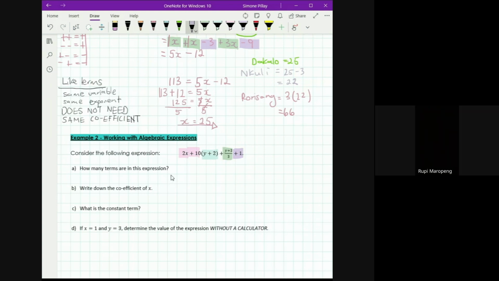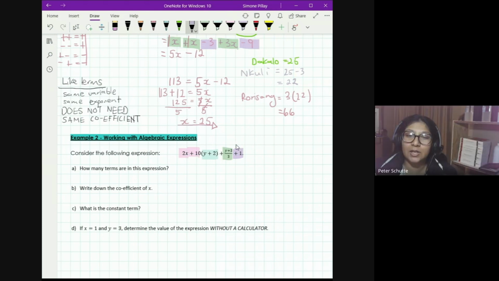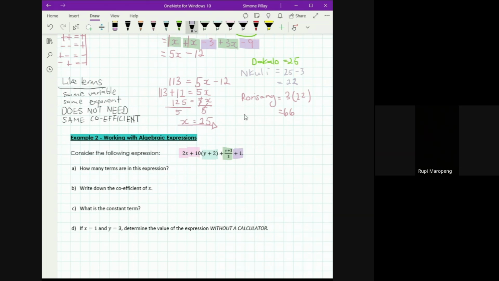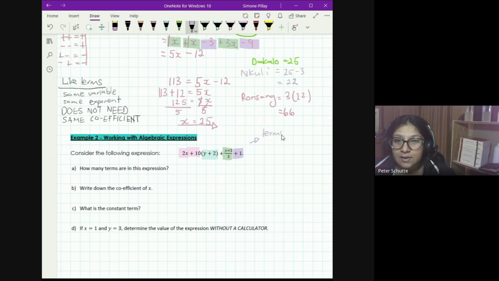Yeah, I don't know. How did you know that there were 4 terms here? What made you say, okay, this is a term, this is a term, and this is a term? By seeing the expressions like plus, minus, those kind of things. Okay, so terms are separated by plus signs or minus signs.